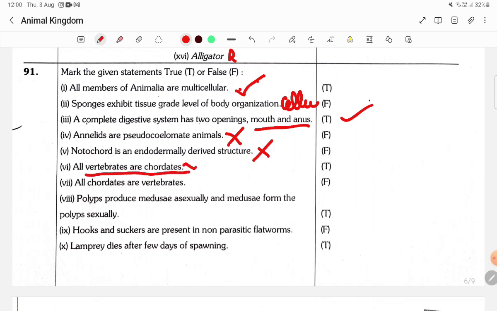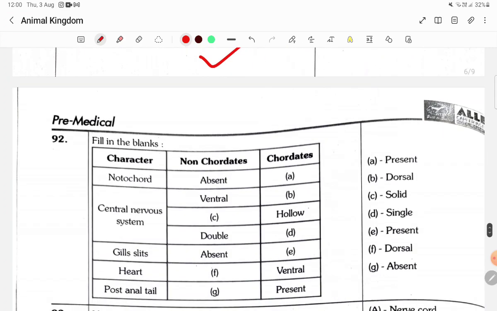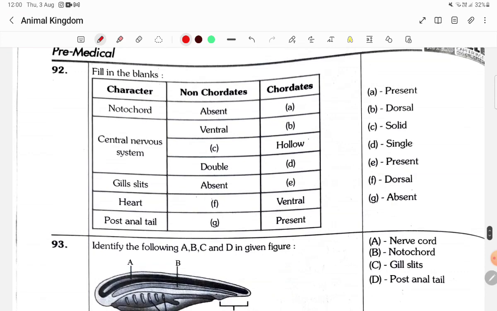All vertebrates are chordates. True. All chordates are vertebrates. No, all chordates are not vertebrates. Polyp produces medusa asexually and medusa forms polyps sexually. Yes, this is true. Hooks and suckers are present in non-parasitic worms. No, they are present in parasitic worms. Lamprey dies after a few days of spawning. True.